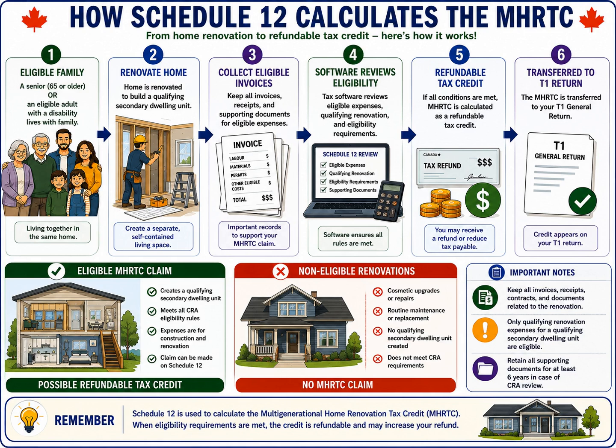Because this is a refundable tax credit, the taxpayer may receive the benefit even if they have little or no income tax payable. The calculated credit is then transferred automatically to the taxpayer's T1 general return. The comparison at the bottom of the slide highlights the difference between eligible and non-eligible renovations. Renovations that create a qualifying secondary dwelling unit and satisfy all CRA requirements may qualify for the MHRTC.